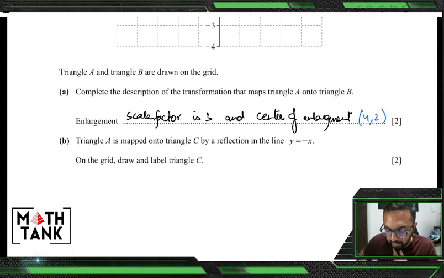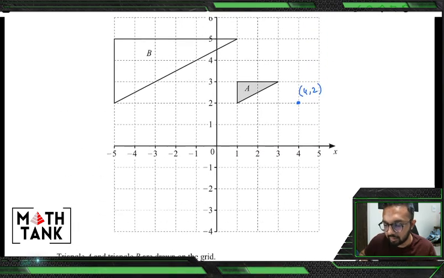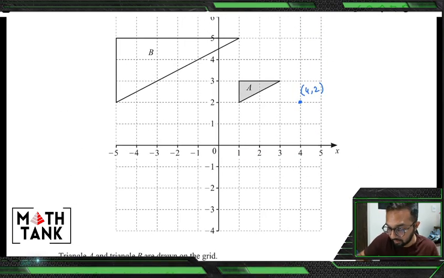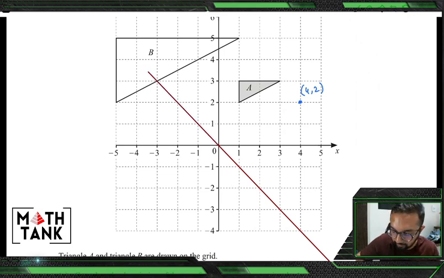Then triangle A is mapped onto triangle C by reflection in the line y equals minus x. So what does the line y equals minus x look like? Let's first draw those. It passes through 0, 0 and is negatively sloped, and it passes through the coordinates 1, 1, 2, 2, 3, 3, one with a negative and one with a positive. Why? Because for every y that's positive, x has to be negative, and for every y that's negative, x has to be positive.